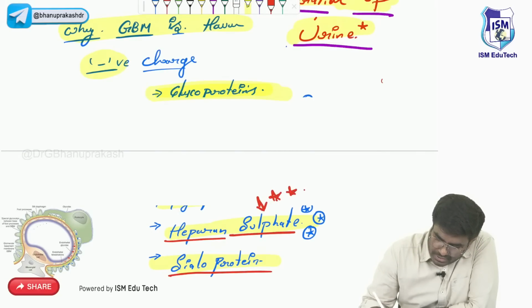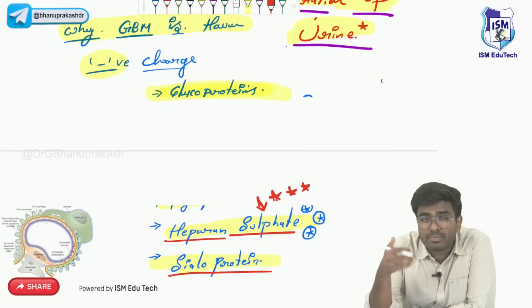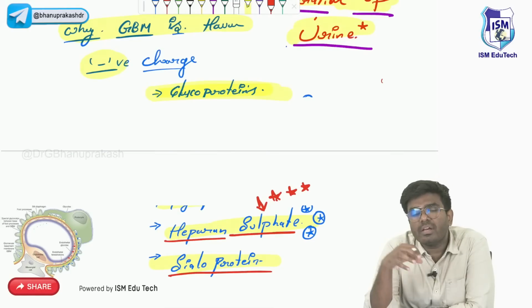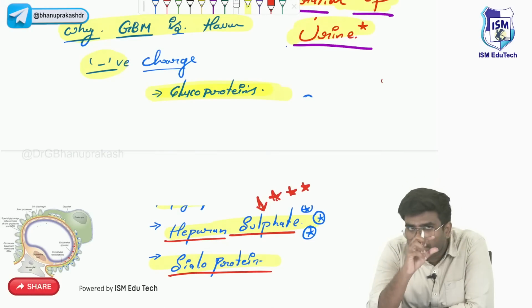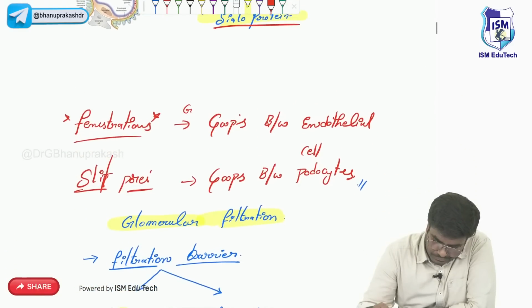Okay, so because of the presence of heparan sulfate, sialoproteins and glycoproteins, all these substances are negatively charged substances. Proteins are negatively charged substances. So because of the presence of these things in the glomerular basement membrane, it has a negative charge. Okay, it has a negative charge.